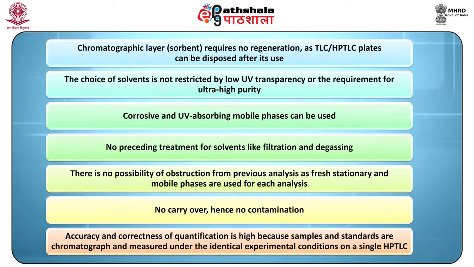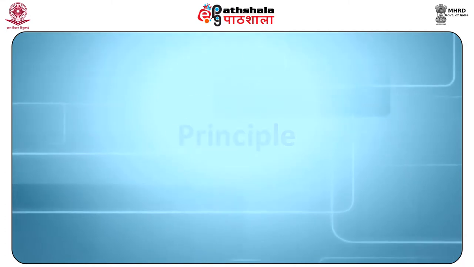There is no possibility of obstruction from the previous analysis, as fresh stationary and mobile phases are used for each analysis. No carryover, hence no contamination. Accuracy and correctness of quantification is high because samples and standards are chromatographed and measured under identical experimental conditions on a single HPTLC plate. Principle: HPTLC takes place in a high-speed capillary flow range of a mobile phase.